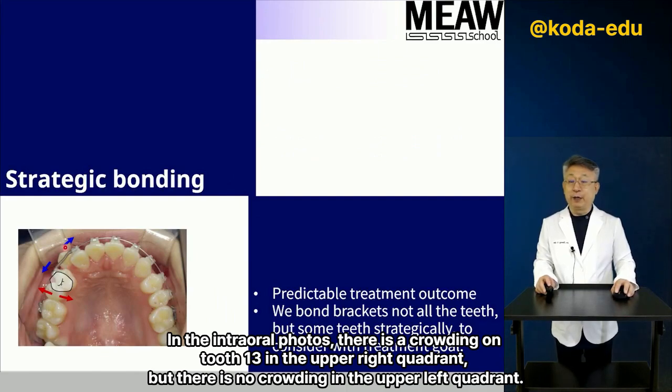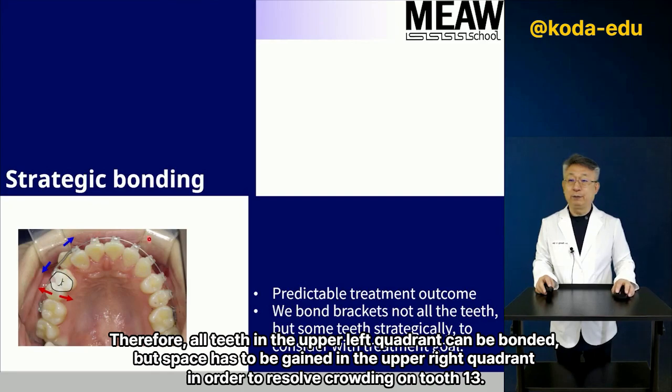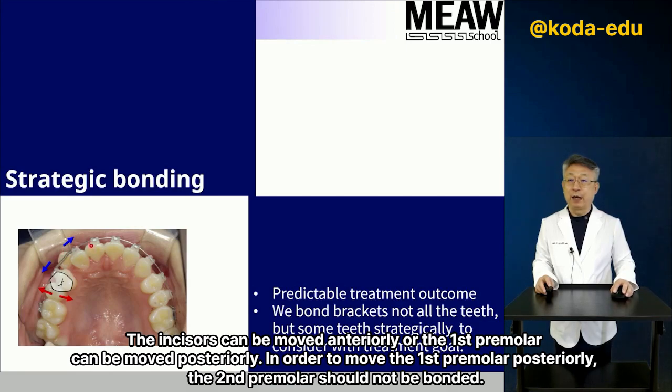In the intraoral photos, there is a crowding on tooth 13 in the upper right quadrant, but there is no crowding in the upper left quadrant. Therefore, all teeth in the upper left quadrant can be bonded, but space has to be gained in the upper right quadrant in order to resolve crowding on tooth 13. The incisors can be moved anteriorly or the first premolar can be moved posteriorly. In order to move the first premolar posteriorly, the second premolar should not be bonded.